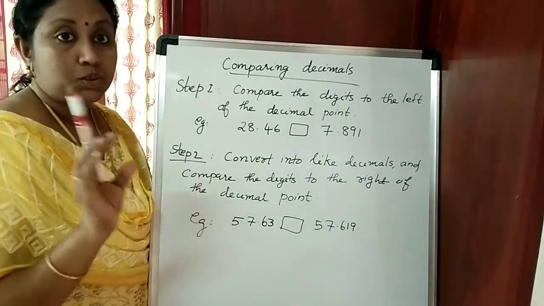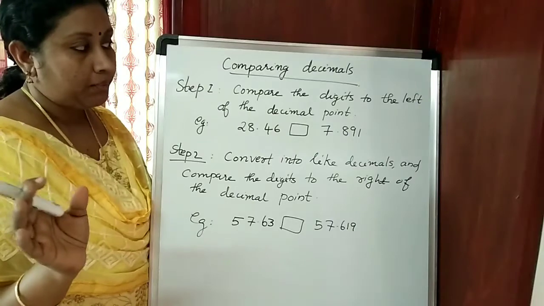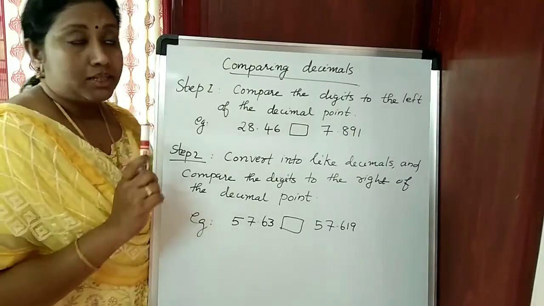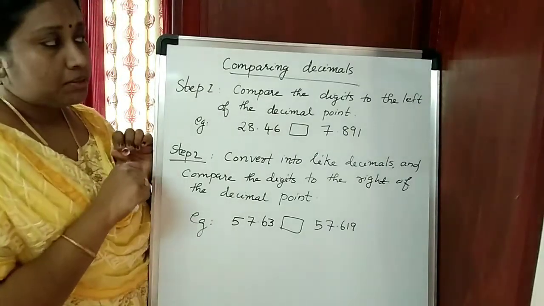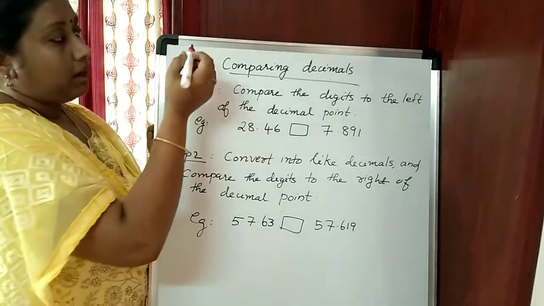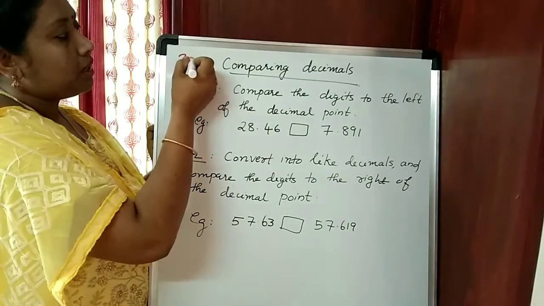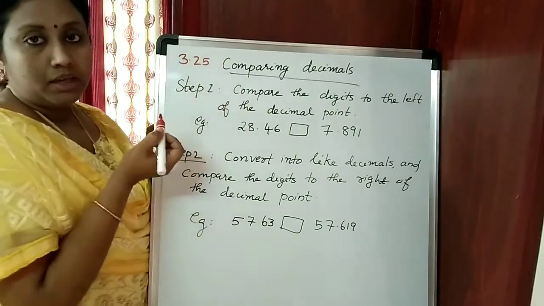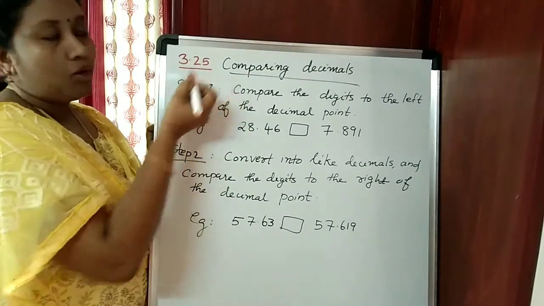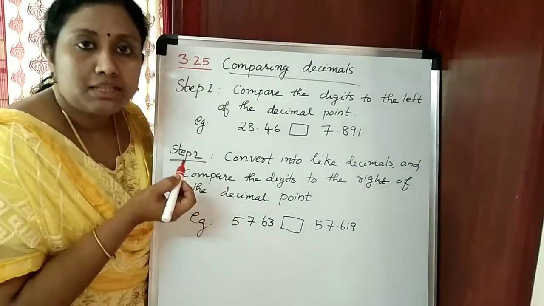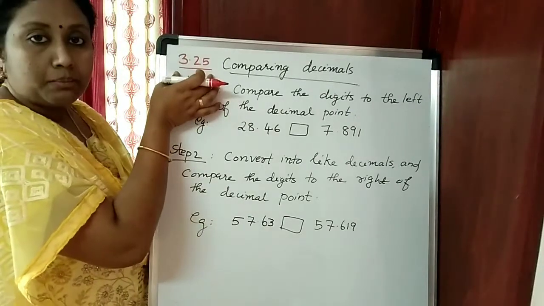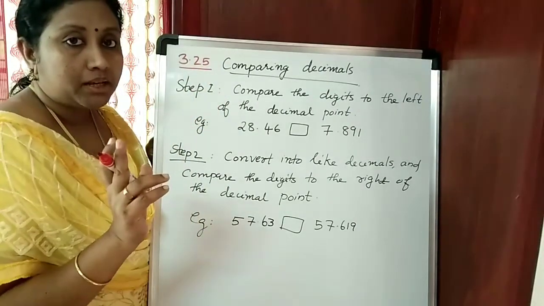How will you compare two decimal numbers? You know that a decimal number is a number having a dot, for example 3.25. This is an example of which type of number? A decimal number. In this decimal number there are two parts. Which are they?